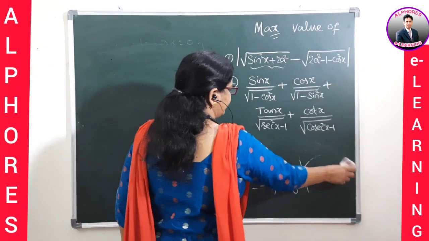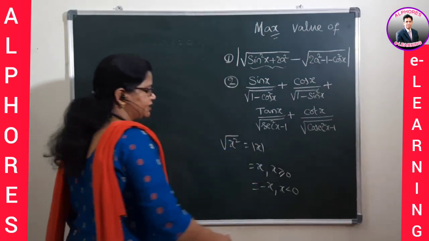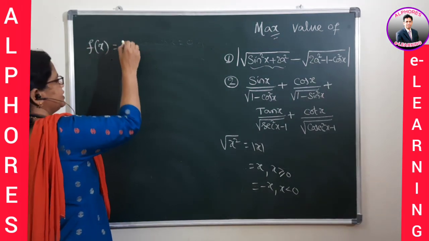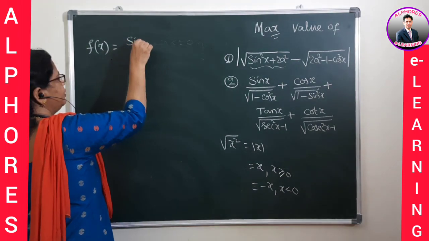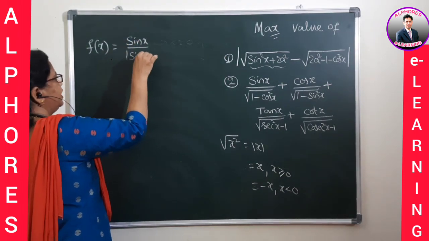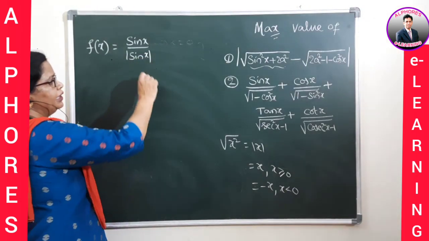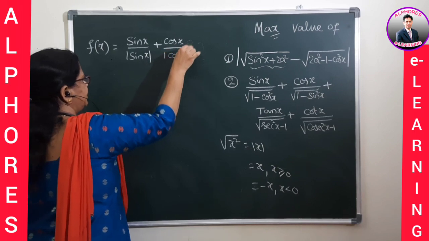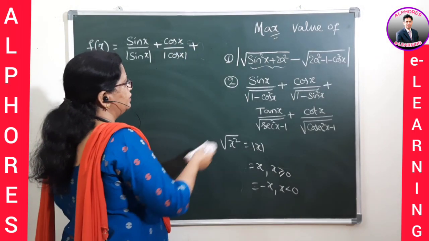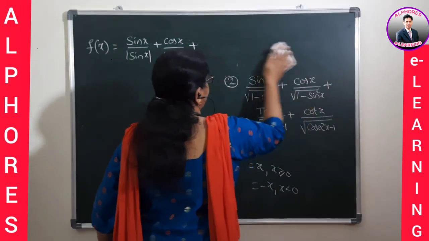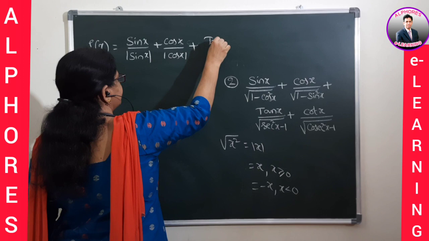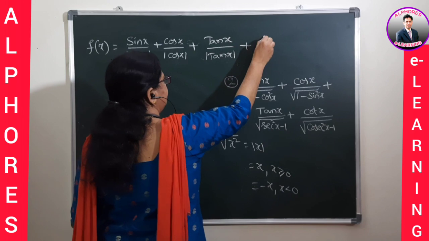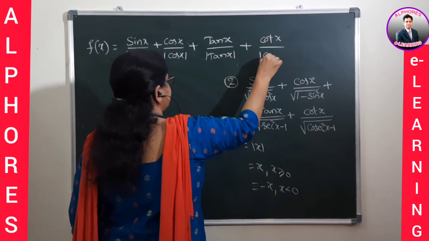Now in this problem, what is our observation? First let us consider the problem: f of x is equal to sin x divided by mod sin x. So we have to write mod sin, and next is cos x divided by mod cos x, and after that plus tan x divided by mod of tan x. In this way we should write all the values, and we should know exactly where the x value is. So like this we wrote, students.